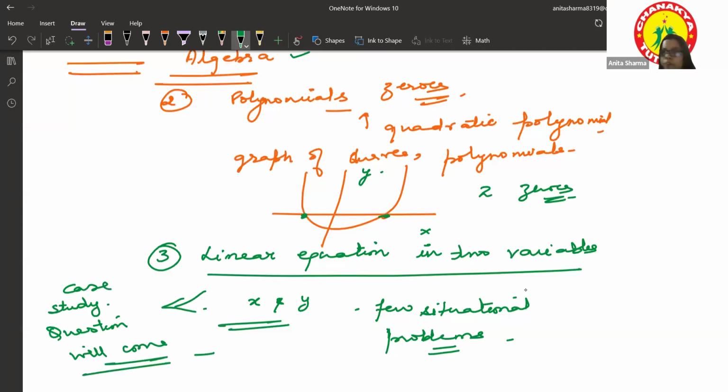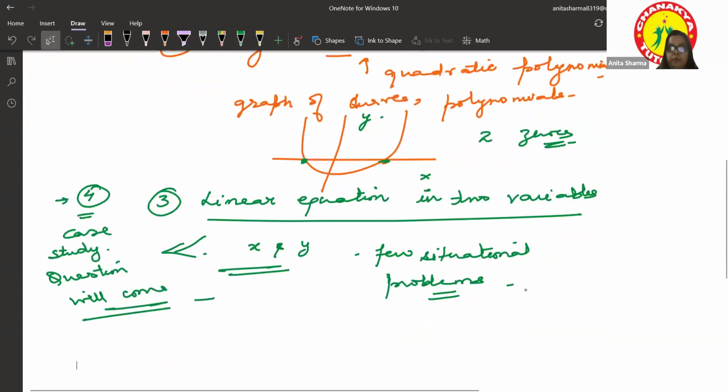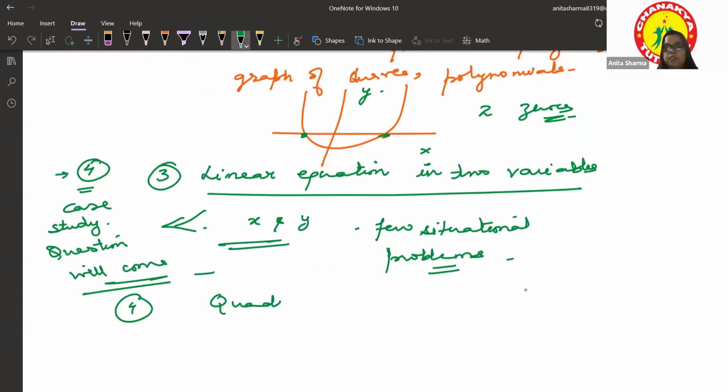They will give you one word problem, and on the basis of that word problem they can ask many questions. Suppose you have a question of downstream and upstream; from that question they can make so many questions. Basically, each case study question contains 4 marks, right, beta? There are 3 questions in the case study. Now next, the fourth chapter is quadratic equations.